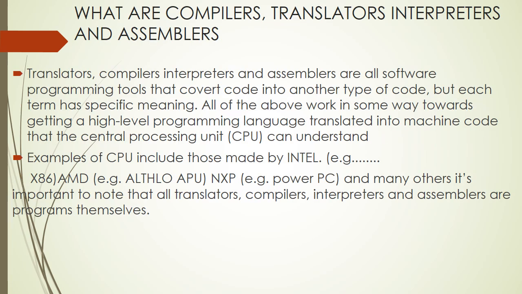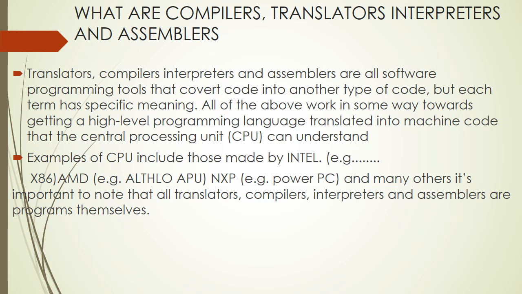So let's take a look at compilers, translators, interpreters, and assemblers. As we said earlier, translators, compilers, interpreters, and assemblers are all software programming tools. Those tools have their specific functions that convert code into another type of code, but each term has a specific meaning. All of the above work in some way towards getting a high-level programming language translated into machine code that the central processing unit can understand.